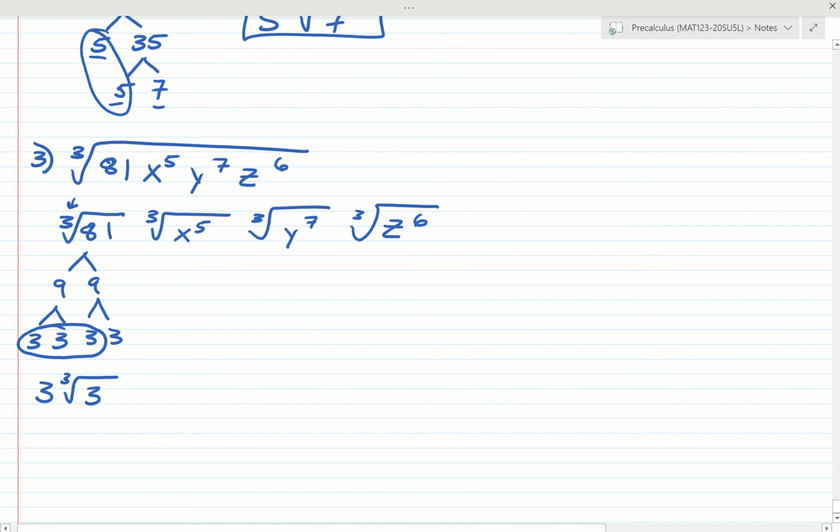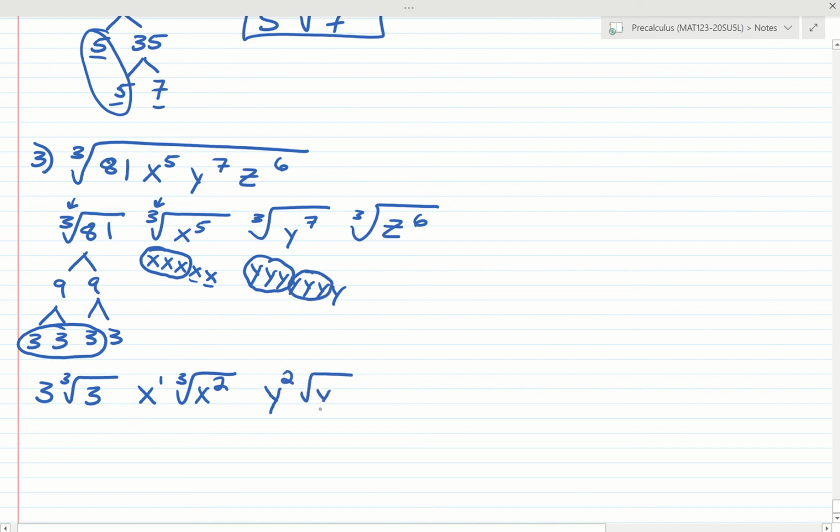What about this one, right? So we're looking for groups of 3 of the same. So x to the 5th is really just x times itself 5 times. So how many groups of 3 are there? Well, here's a group. There's one group of x's, and then it looks like there's 2 left over. Same thing with y to the 7th. We're looking for a group of 3. So actually there's 2, right? So there's 2 groups, and then there's just 1 left over.